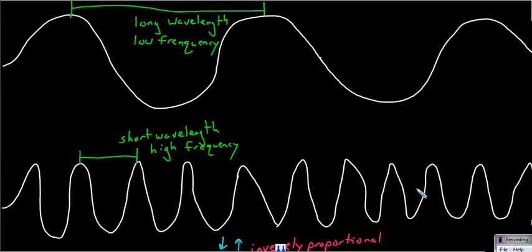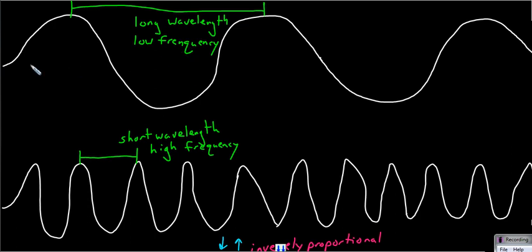Electromagnetic radiation is the emission and transmission of energy in the form of electromagnetic waves. Electromagnetic waves have an electric field component and a magnetic field component. Different types of electromagnetic radiation have different amounts of energy.